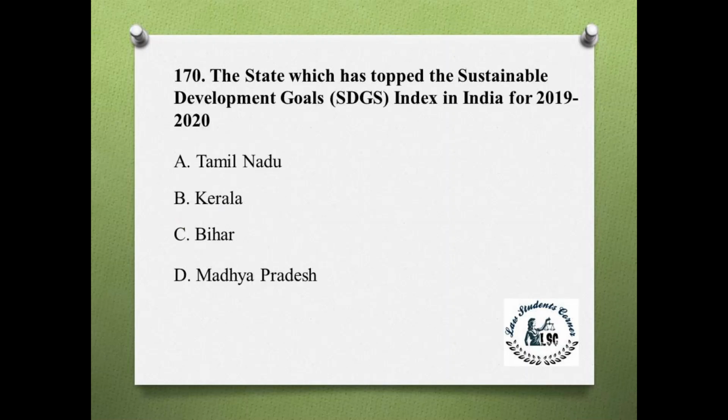Question number 170. The state which has topped the Sustainable Development Goals SDGs Index in India for 2019-2020. Option A Tamil Nadu, Option B Kerala, Option C Bihar, Option D Madhya Pradesh. Correct answer is Option B Kerala.